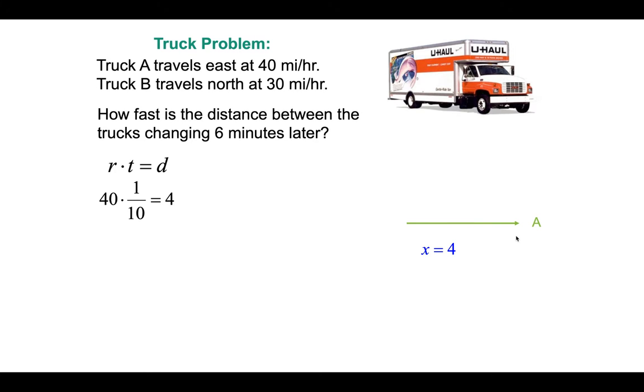Okay, so let's do the same thing for B. So 30 times 1/10 equals 3. Again, we're doing 1/10 because 6 out of 60 minutes gives us 1/10 of an hour. So we have y equals 3.